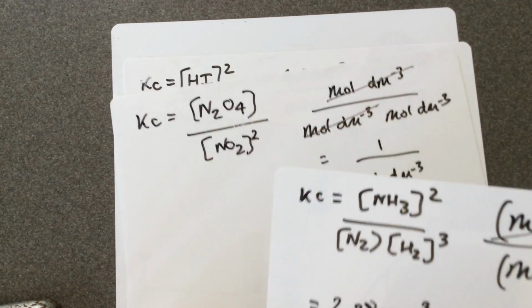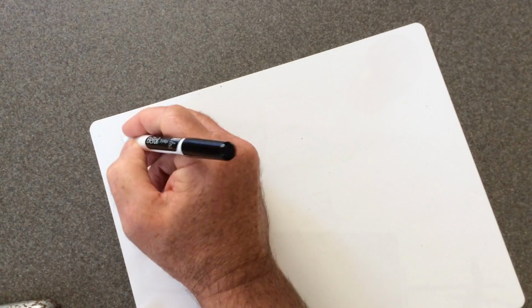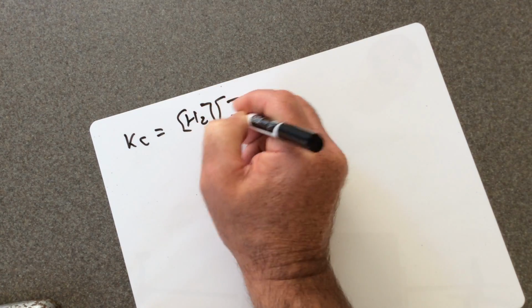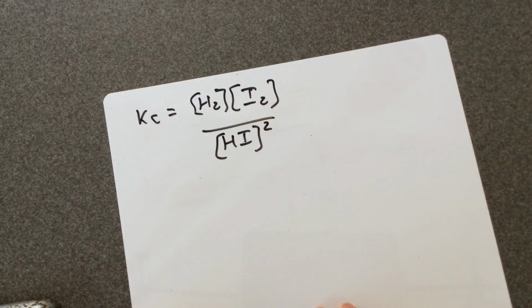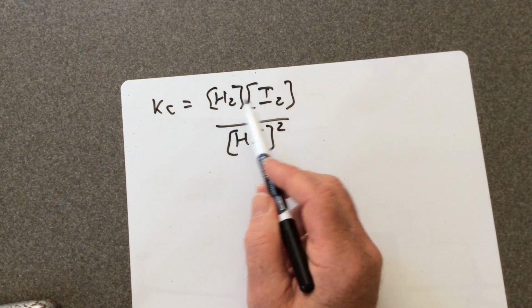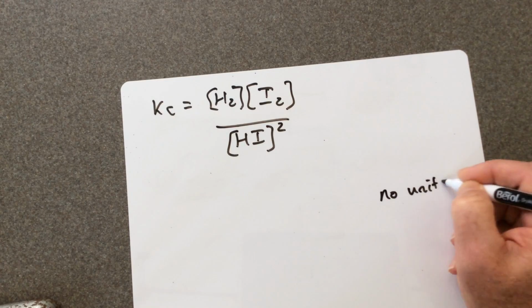In the second example, we were looking at hydrogen iodide decomposing to form hydrogen and iodine. So there is the expression that we would have written out. Now I can clearly see, before I even start trying to work anything out, I've got 2 concentration terms on the top and there are 2 concentration terms on the bottom. So I can clearly see that for this there will be no units.